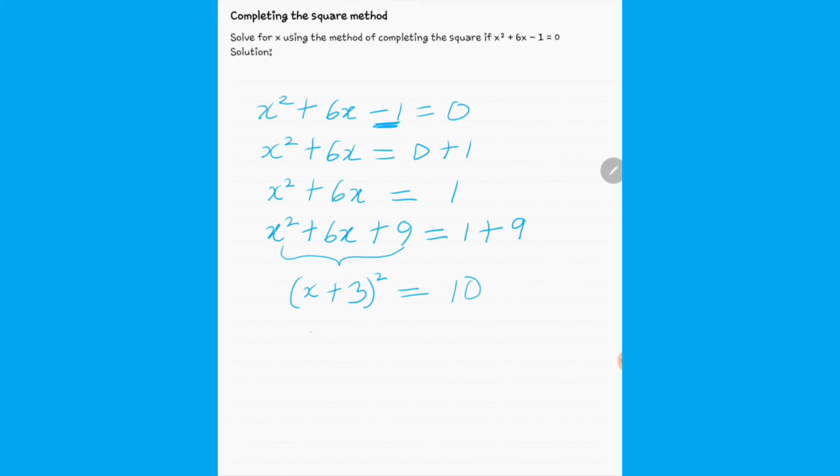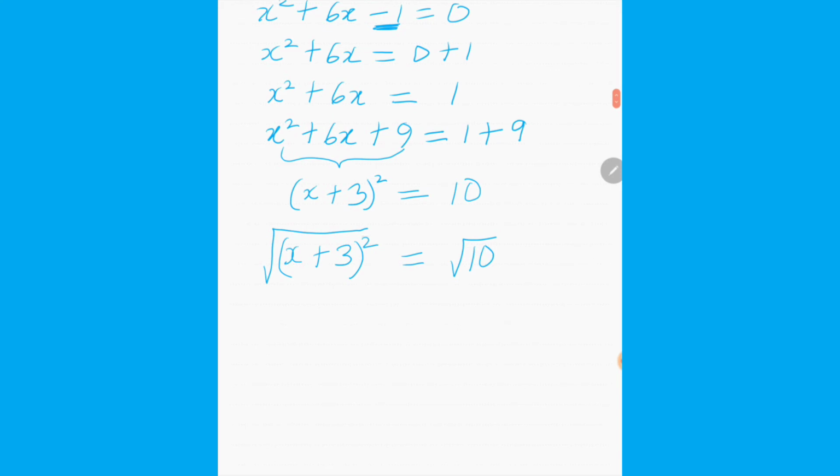Then you take the square root of both sides. If I take the square root of both sides, I'm going to have the square root of x plus 3 all squared, and the square root of 10. Then the square and the root cancel, so you have ordinary x plus 3. Then root 10 will become plus or minus root 10.